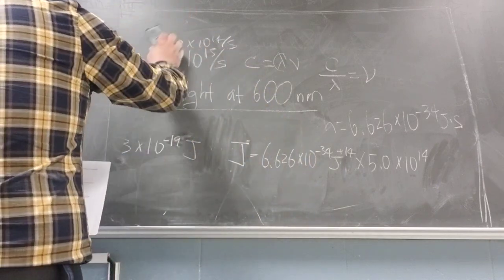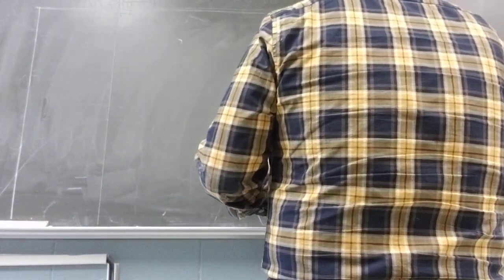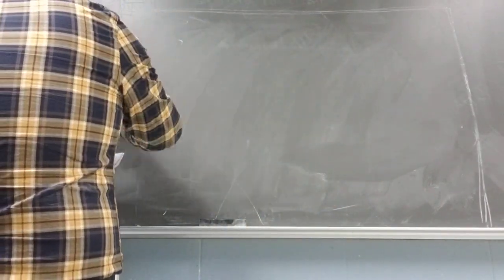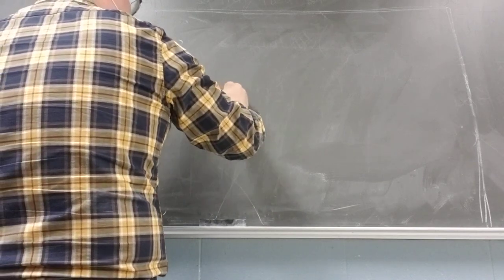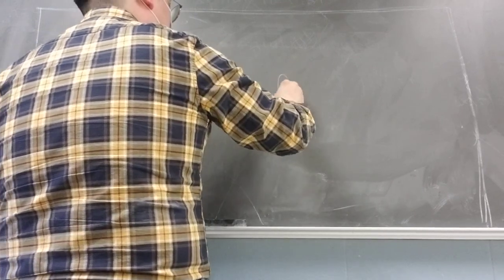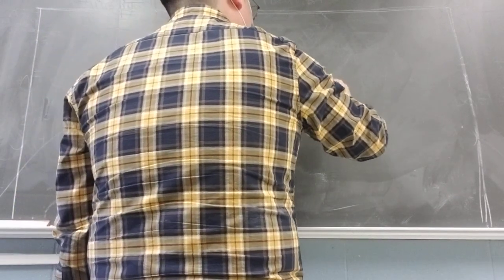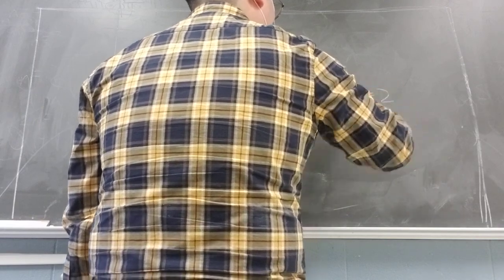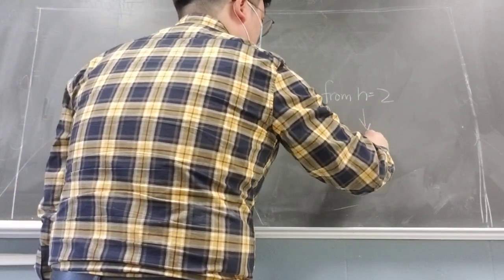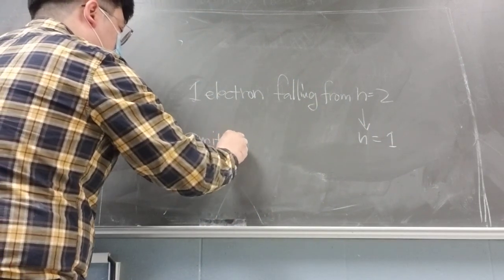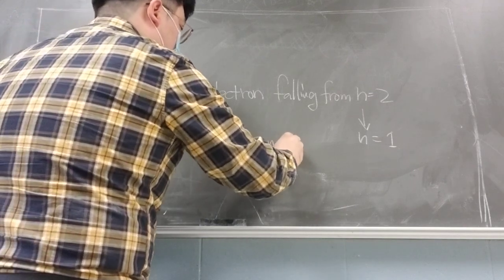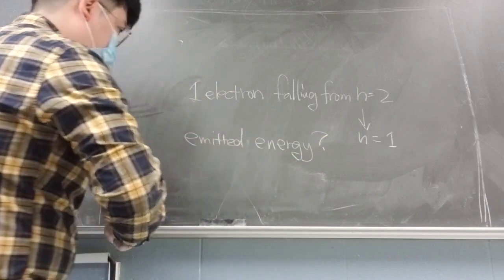All right, let's do a bit more mathematical problems today. Once again, if you know just how to do this one, it'll be much easier for binary. So if you have one electron falling from n=2, energy level 2, to ground state, which is n=1, one might ask for the emitted light or energy from this one electron. Okay, that's the question.